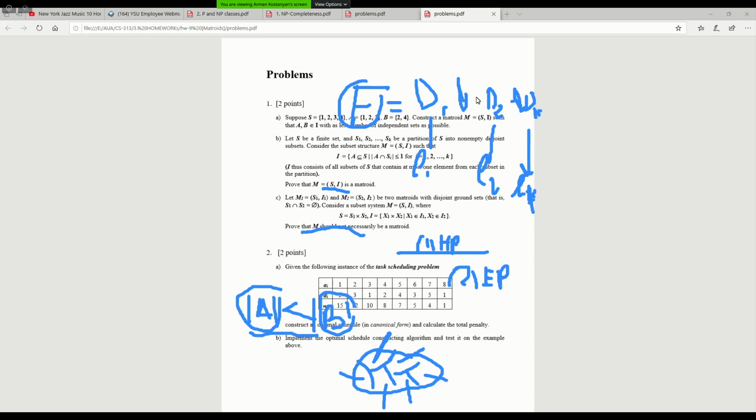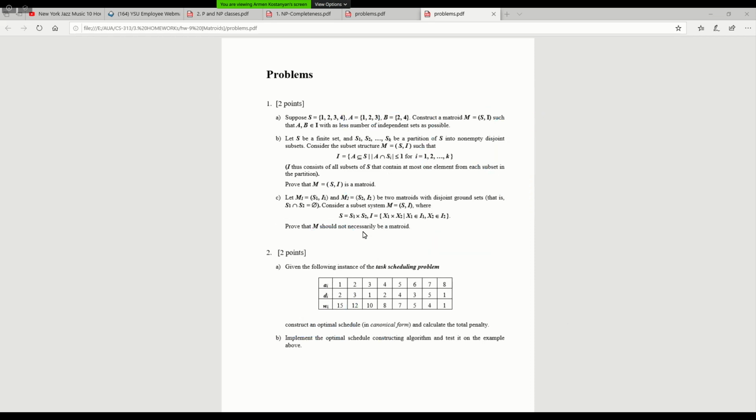As for subproblem C, here we have two subset systems, I1 and I2, or M1 and M2, which are two matroids with disjoint ground sets. So this is the first ground set, this is the second ground set, S1 and S2, and we assume that the intersection is empty.